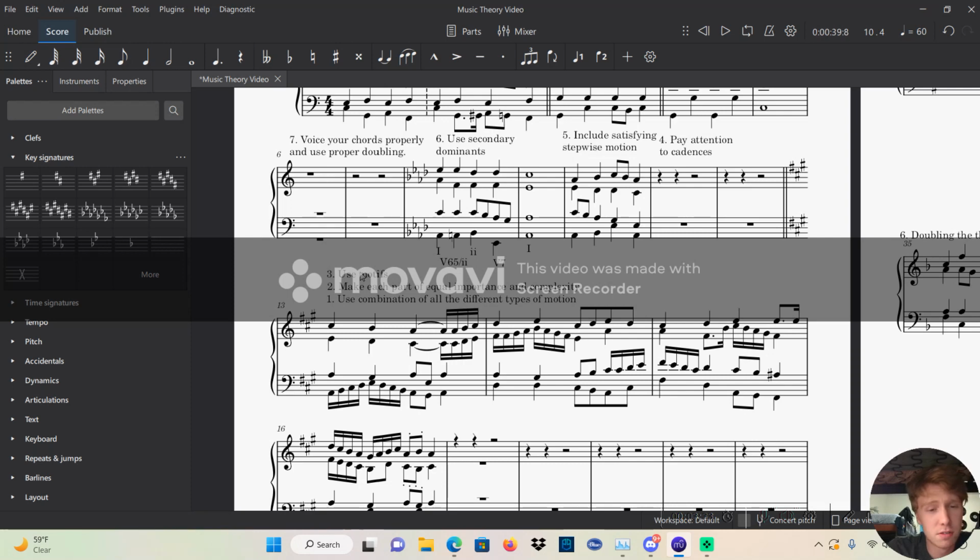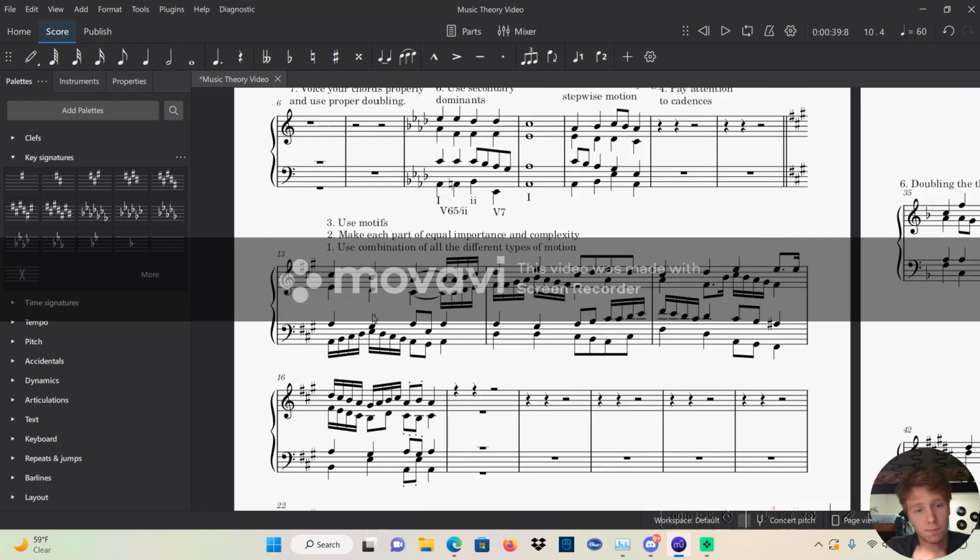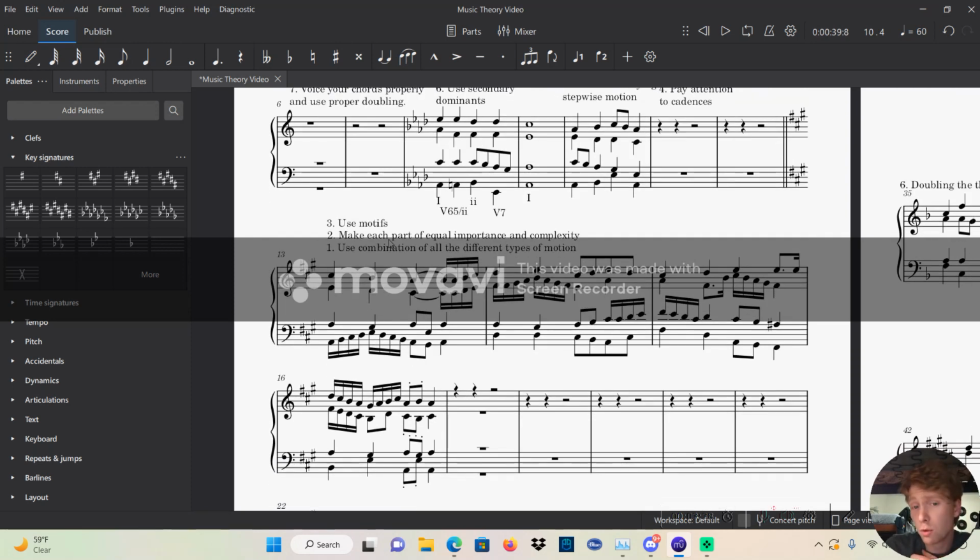Coming in at number three, two, and one, we have using motifs, making each part of equal importance and complexity, and using a combination of all the different types of motion. This is a longer example that I made that showcases all three, so let's listen to it first. It's cute, right? Anyways, motifs.